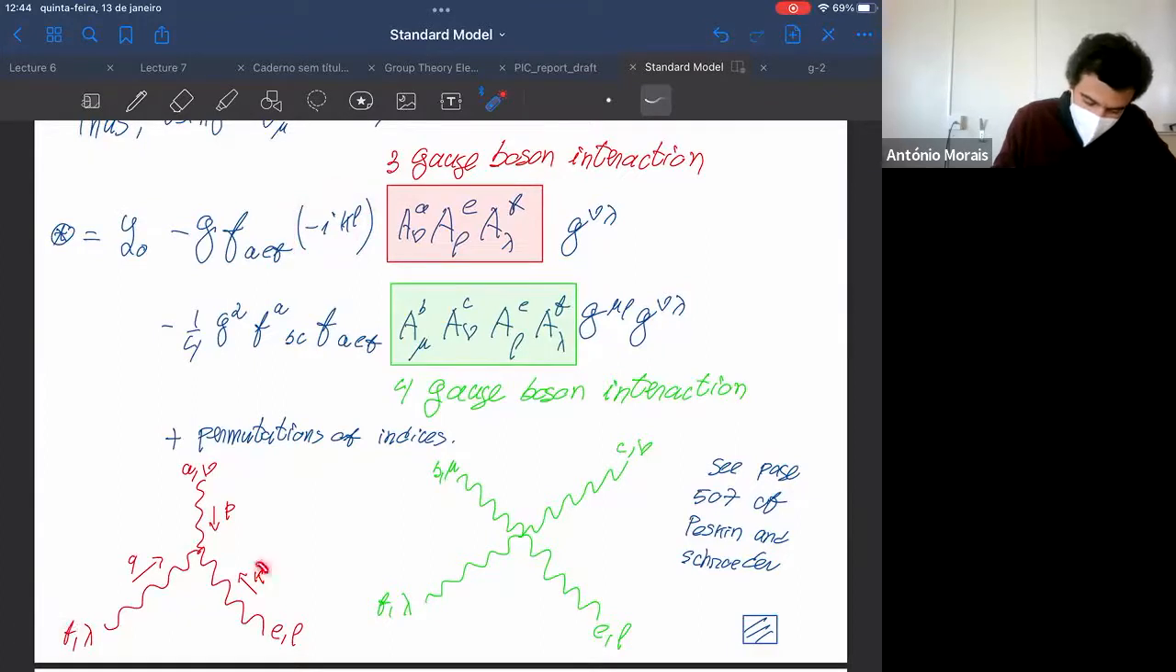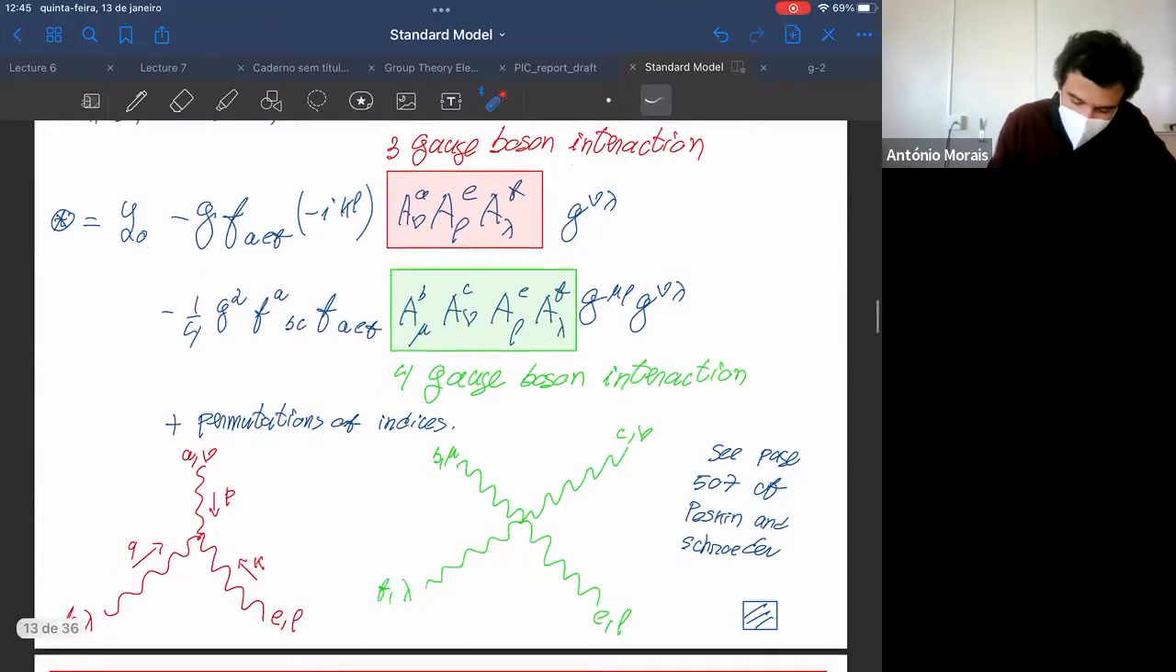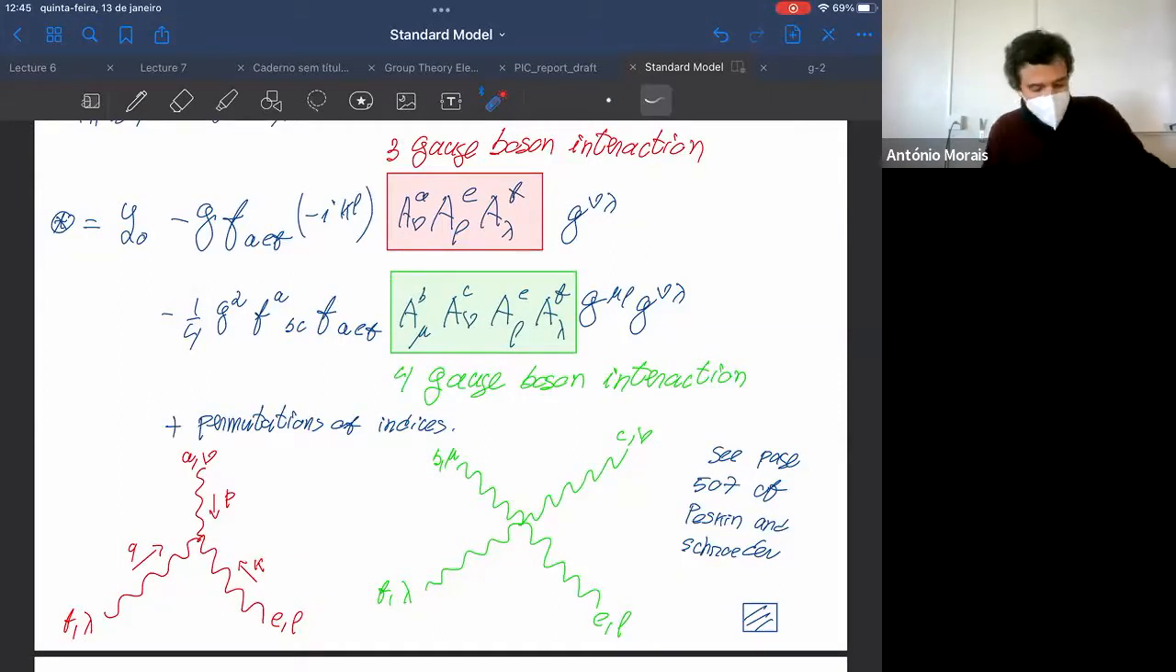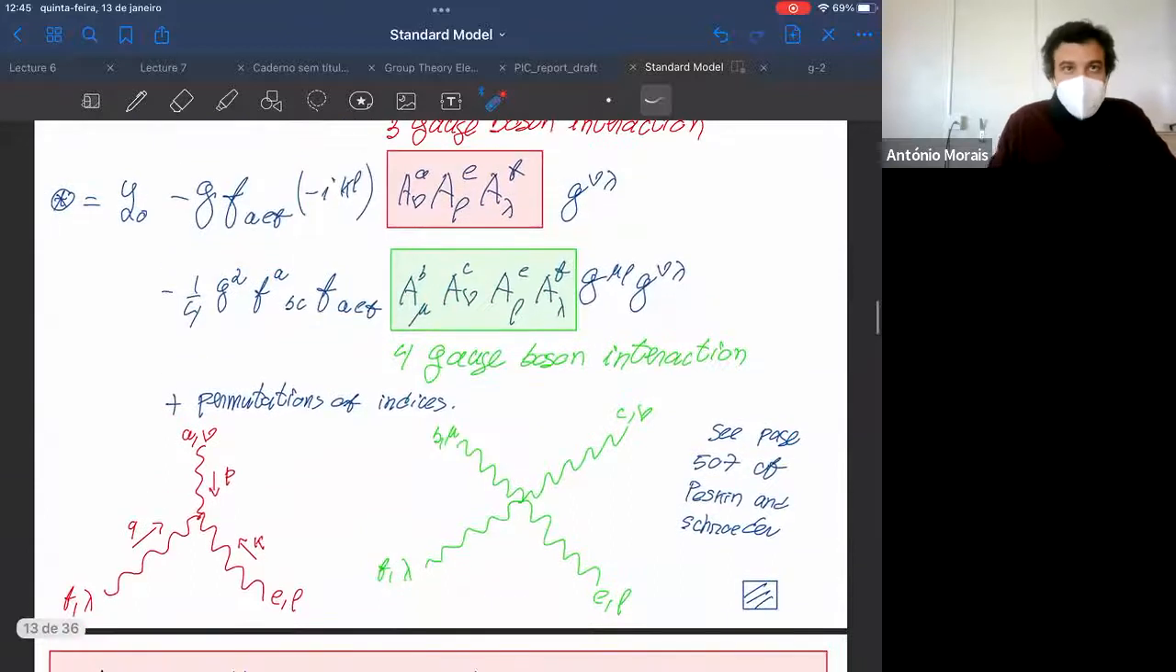So the indices A, B, C are the adjoint indices of the symmetry, and mu, nu, lambda are the Lorentz indices. So these are vectors, and this has the dimension of the space-time. And you also have a quartic vertex. This is something that you don't have in an abelian gauge symmetry.